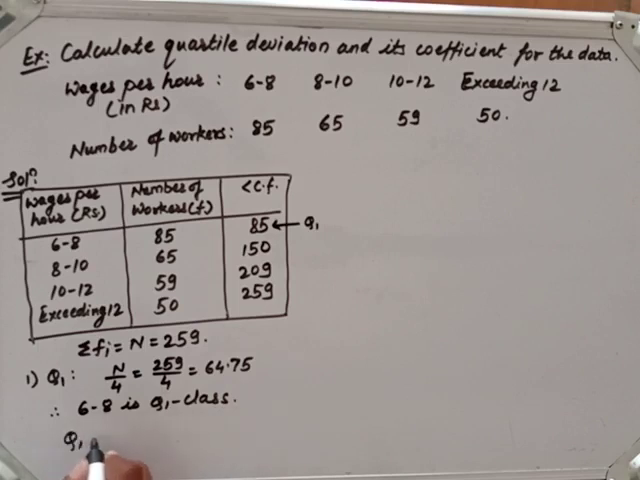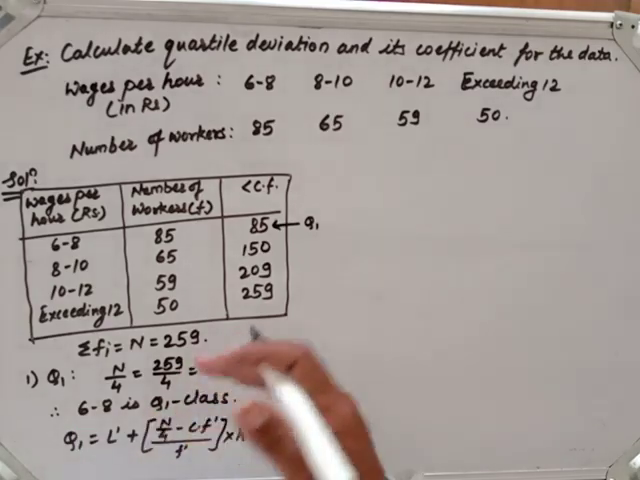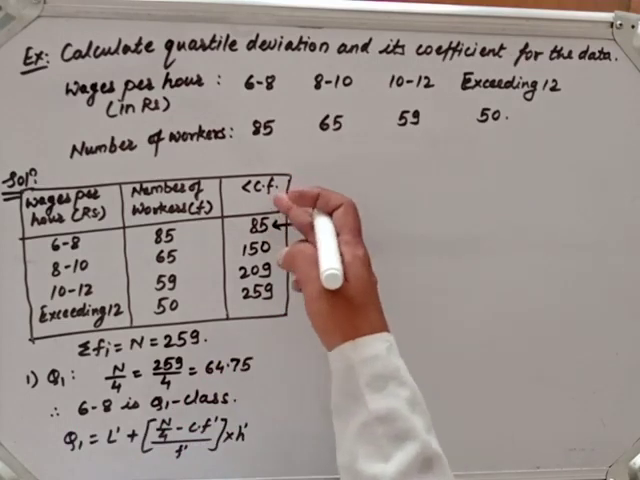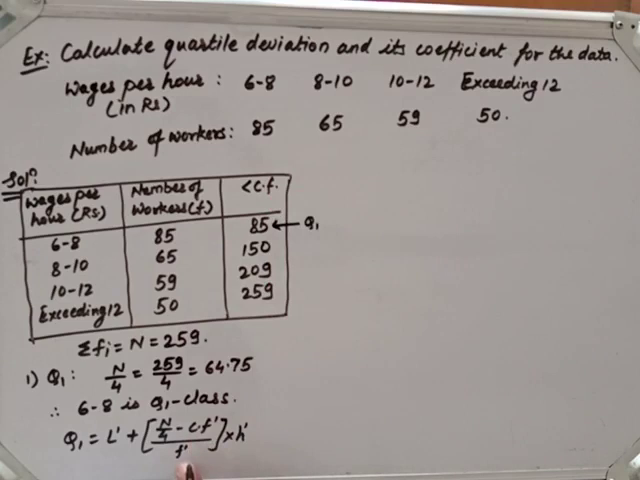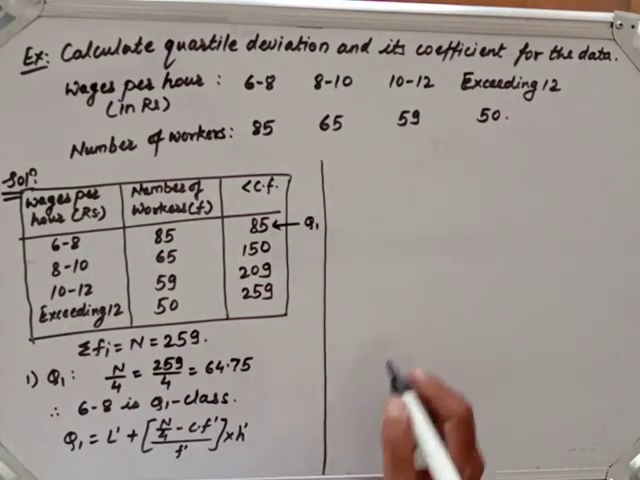What is the formula for Q1? Q1 has the formula L' plus N by 4 minus Cf' upon F' multiplied by H'. Here L' is the lower boundary of this class. N by 4 we have. Cf' is the less than type cumulative frequency of the class prior to it. Here there is no prior class, so this value is 0. F' is the frequency of the same class and H' is the class width.